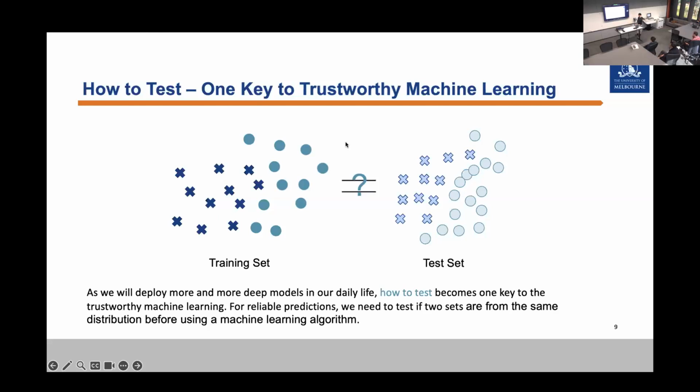Okay. So from the previous slides, we know it's always important to test if our training and test sets are from the same distribution, because if the test data distribution is different from the training data distribution, we actually cannot rely on our machine learning models, right? It will cause significant error, and adversarial examples are a well-known example, actually.